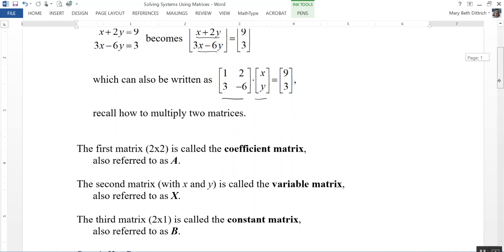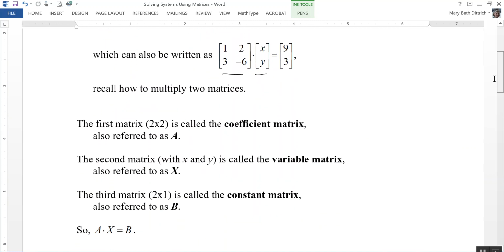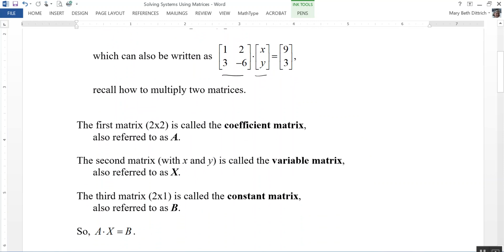This first matrix is referred to as the coefficient matrix. Often we use the letter A to refer to that. The second matrix is the variable matrix that contains the x and the y, and often we refer to that as uppercase X. And the third matrix, which is this 2-by-1 matrix, is called the constant matrix, also referred to as B. Written as a matrix equation, this would be matrix A times matrix X is equal to matrix B. Or in other words, AX is equal to B.